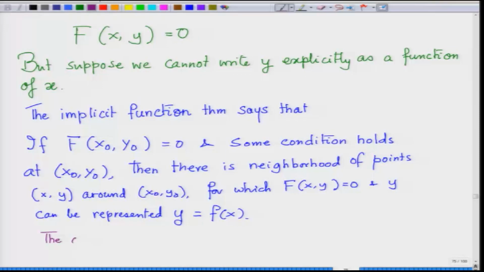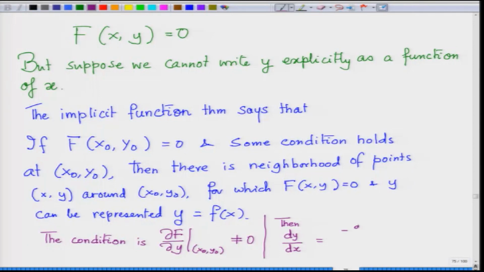So, the condition is del f/del y evaluated at the point (x naught, y naught) cannot be equal to 0. Then dy/dx can be written as, for every such point, minus del f/del x by del f/del y. It does not say anything about the other points, only at (x naught, y naught) it cannot be 0, but then because it is not 0 at (x naught, y naught), in the neighborhood it will not be 0 also, otherwise this cannot be computed. That is what it says, it gives you a lot more information.